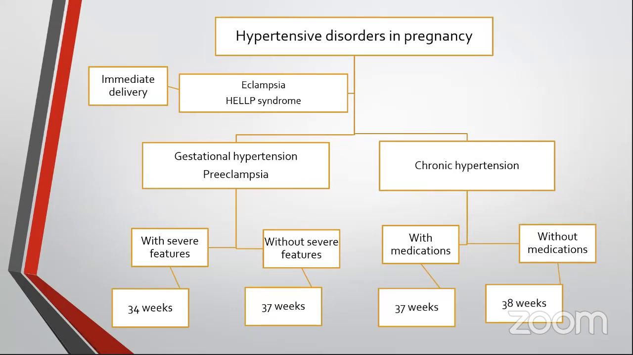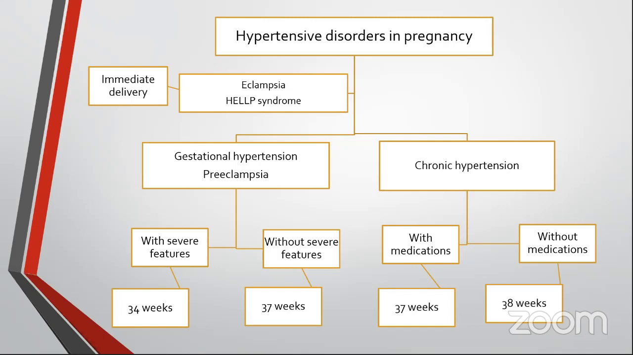This slide shows you when to deliver the patient. If the patient has eclampsia or HELLP syndrome, this is immediate delivery. No way for conservative or expectant management for those who already have eclampsia and HELLP syndrome. If the patient has gestational hypertension or preeclampsia without severe features, you can deliver her at 37 weeks.